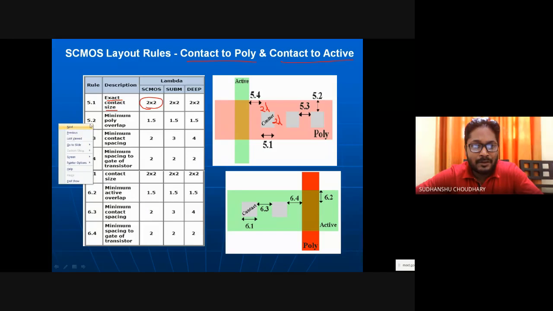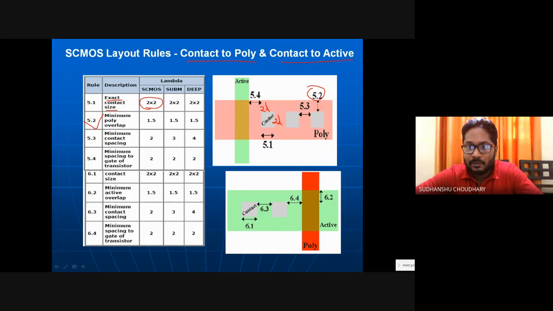Then another rule says minimum poly overlap, 5.2 here. The contact is now placed inside this poly region. So I have a minimum spacing rule, that is the edge of this poly should be at least this much space away, that is 1.5 lambda. This is 1.5 lambda, right?